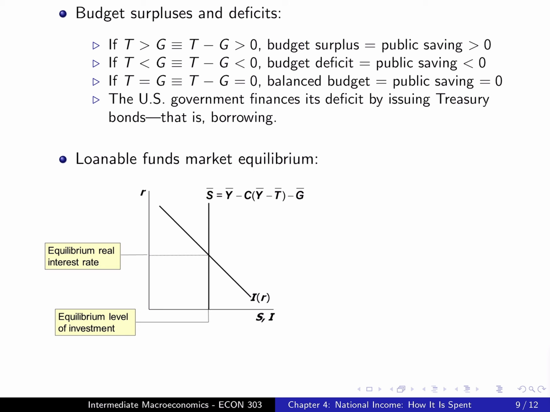The downward sloping curve I(R) shows that investment depends negatively on the real interest rate. As R increases, investment demand decreases. The intersection of saving and investment determines the equilibrium real interest rate and the equilibrium level of investment. At this point, the goods market is in equilibrium. Output equals the sum of consumption, investment, and government purchases.